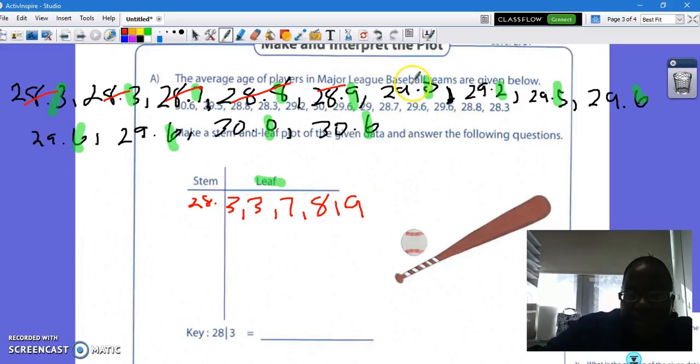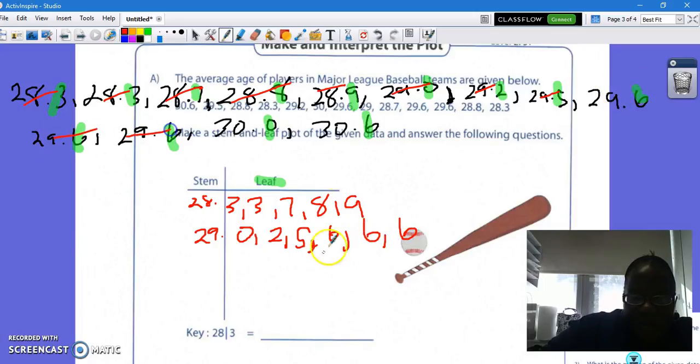Okay, and then it looks like I have a 29 here, so that's stem 29. With a 29, I have 29.0. Make sure you put that 0 in there. 29.2, 29.5, 29.6. Remember, there are three 6s. And that takes care of that. And then your next stem will be 30. So 30.0 and 30.6. So that takes care of all your stems and leaves.